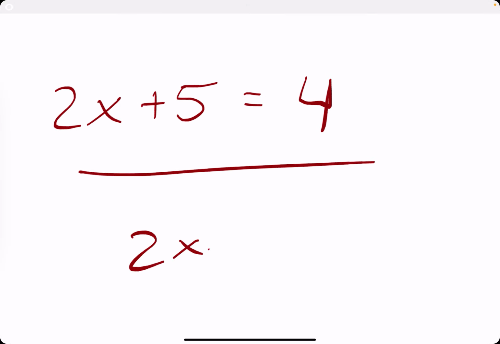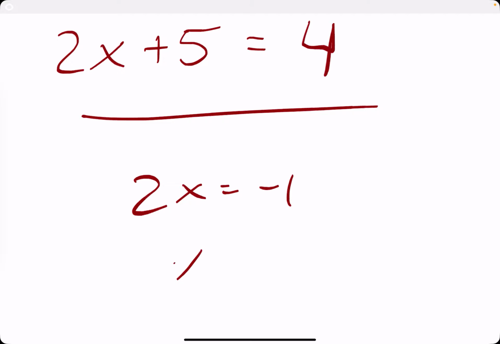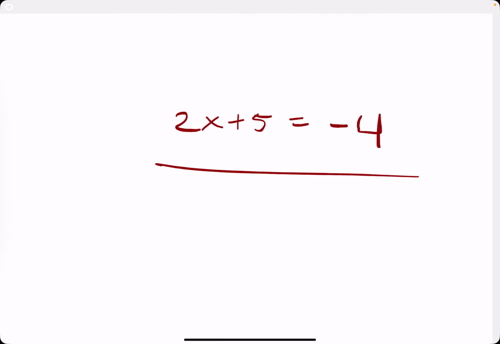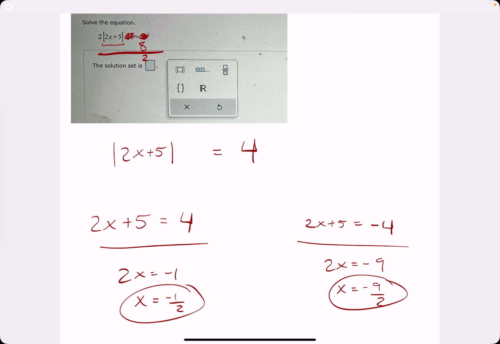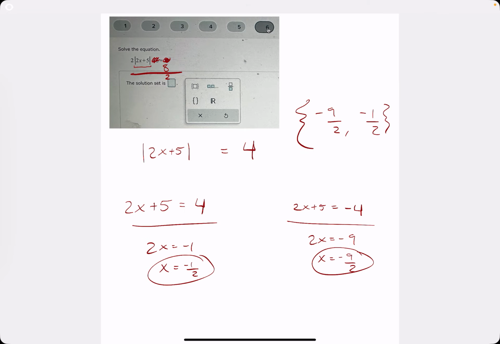So we'll get 2x equals negative 1, x equals negative 1/2. Solve over here, minus 5, we get 2x equals negative 9. Divide by 2, negative 9/2, and we get 2 answers. So the solution set in order would be negative 9 over 2 and negative 1 over 2. That's it. All right.